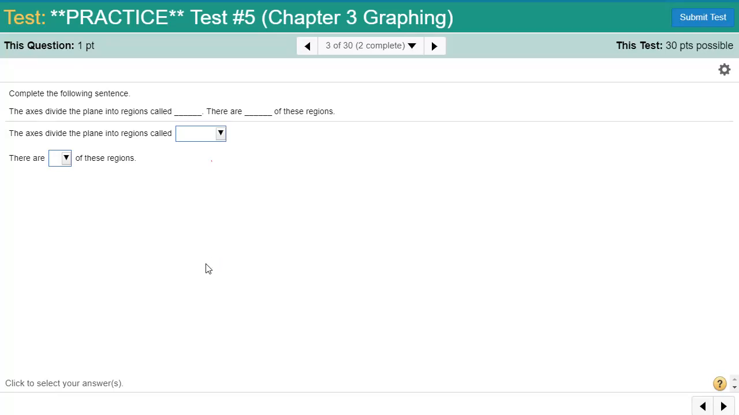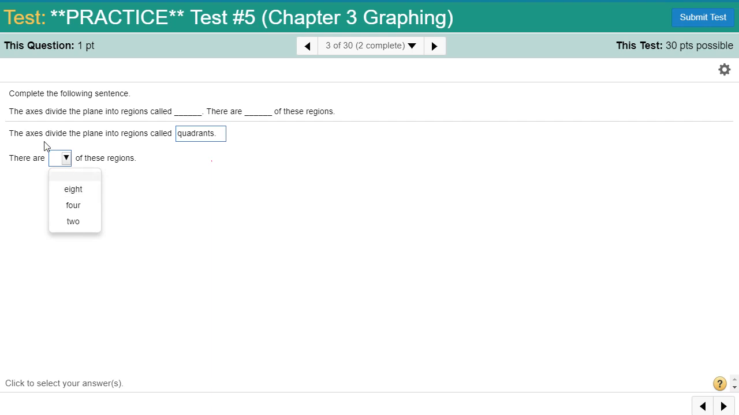Complete the following sentence. The axes divide the plane into regions called blank. There are blank of these regions. All right, let's see. The axes divide the plane into regions called, and again, we've been given a drop-down menu with three possibilities. The axes divide the plane into regions called quadrants, right? There are, again, a drop-down menu. There are 8 of these regions, 4 of these regions, or 2 of these regions.